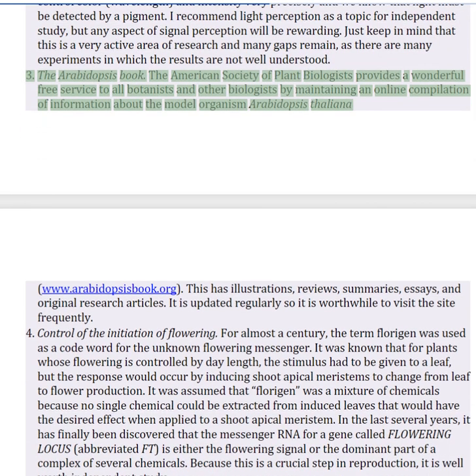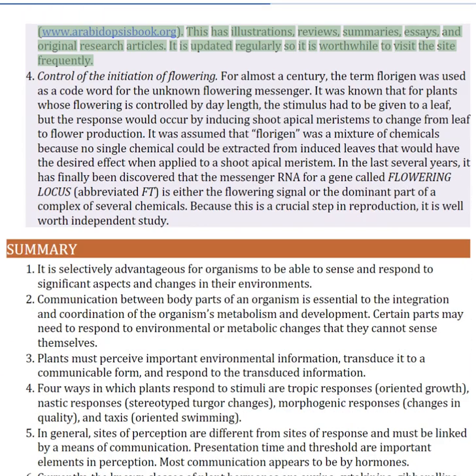3. The Arabidopsis book. The American Society of Plant Biologists provides a wonderful free service to all botanists and other biologists by maintaining an online compilation of information about the model organism Arabidopsis thaliana. This has illustrations, reviews, summaries, essays, and original research articles. It is updated regularly, so it is worthwhile to visit the site frequently.